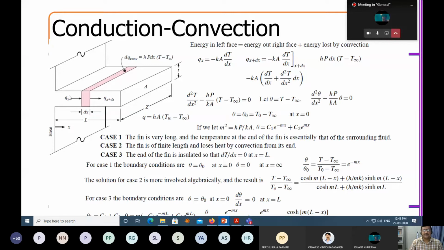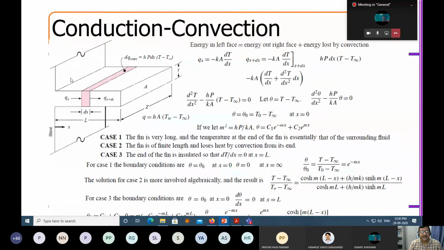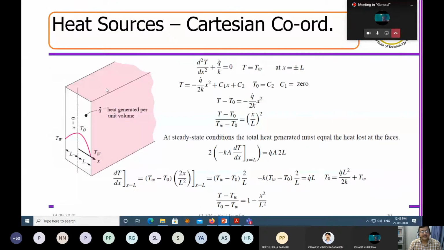So here, of course, you can understand that whenever I am defining a problem, I am going to the next level of discussion. So why have I chosen this geometry? Initially I started with a slab, and first I discussed the critical insulation thickness, then I chose a slab, and then I talked about the fin.